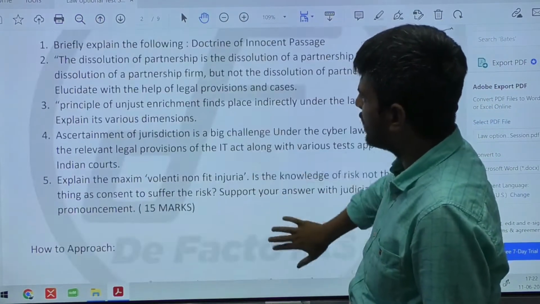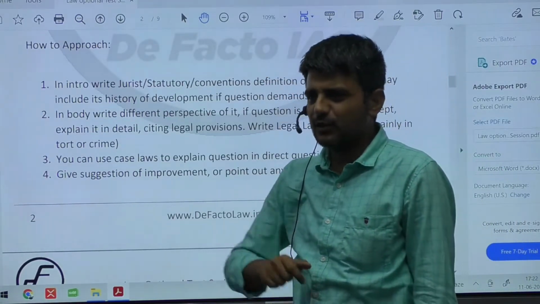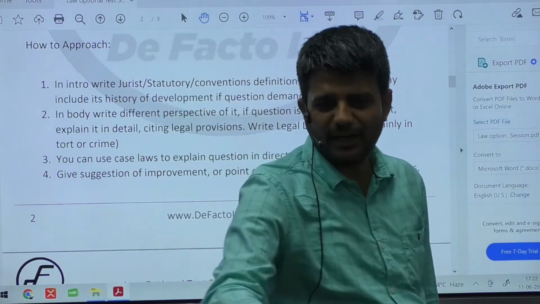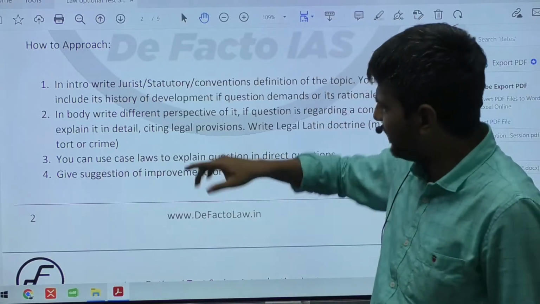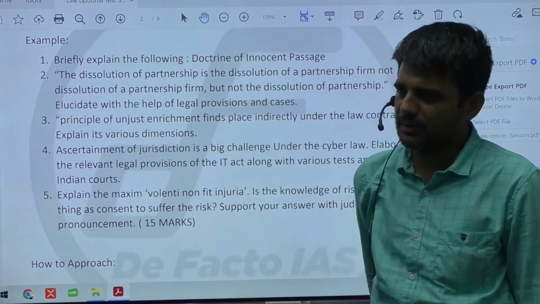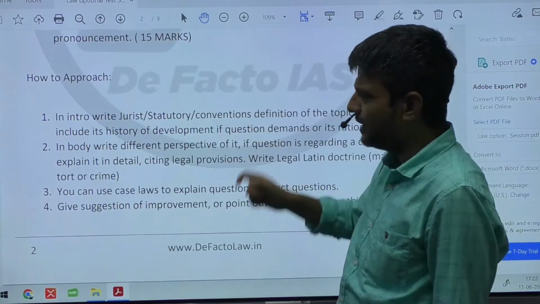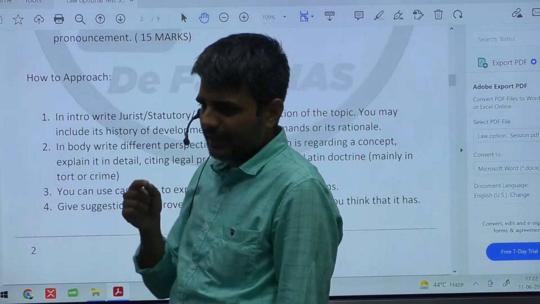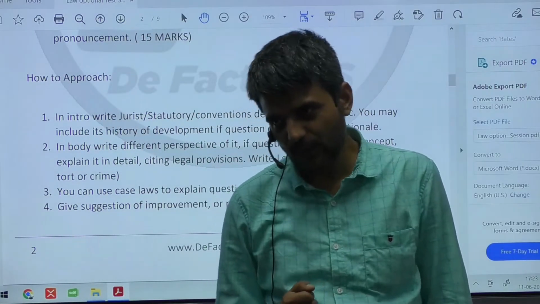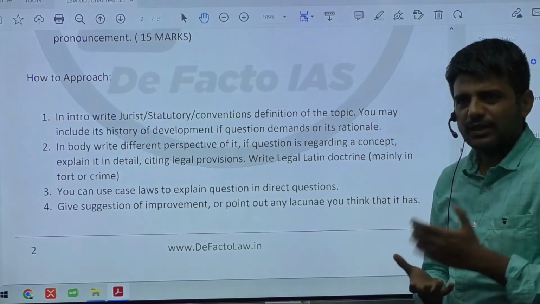Like for example, if you look at the first question, doctrine of innocent passage, the very first paragraph of the answer must contain the corresponding article. Mandatory, right? If there's a question with regard to anything else, like let's take an example, for principle of unjust enrichment, the Contract Act must be mentioned. So if you come across a direct question, the first thing must be the exact statutory provision. Now if it has been recently amended, you can cite those also, right?